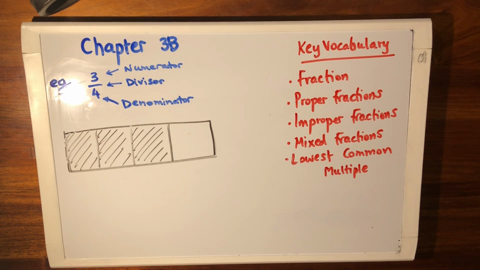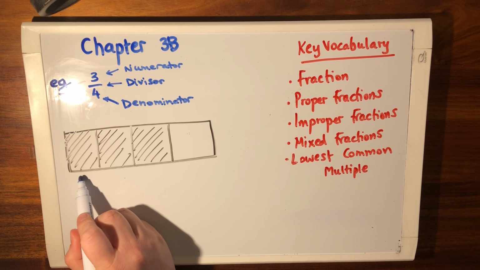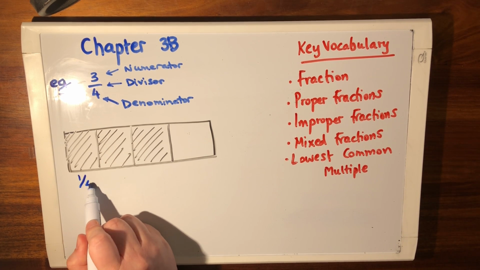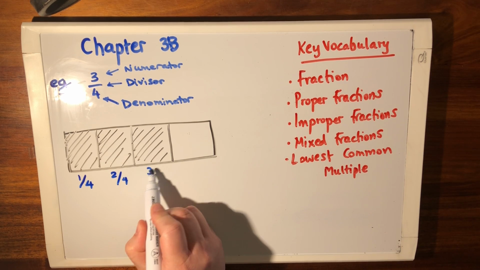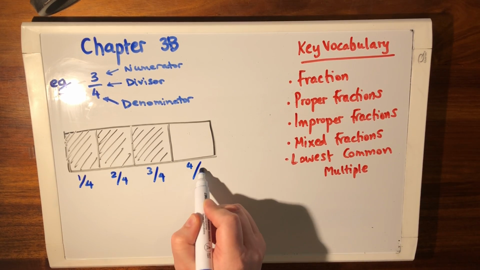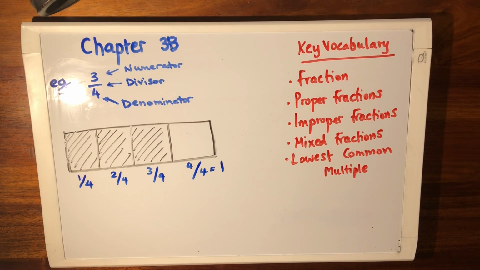Remember that each of these 4 equal parts is equal to 1/4. So that'd be 1/4, 2/4, 3/4, and 4/4. 4 over 4 also means 1 whole.